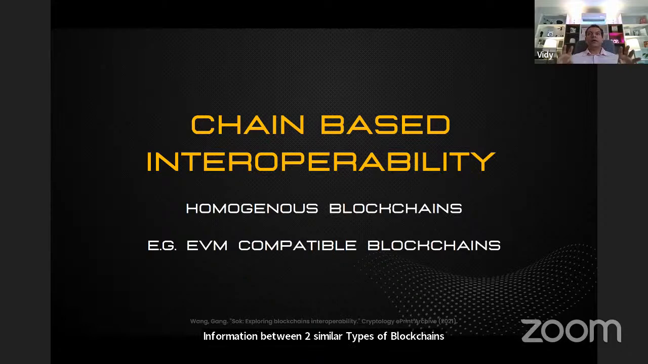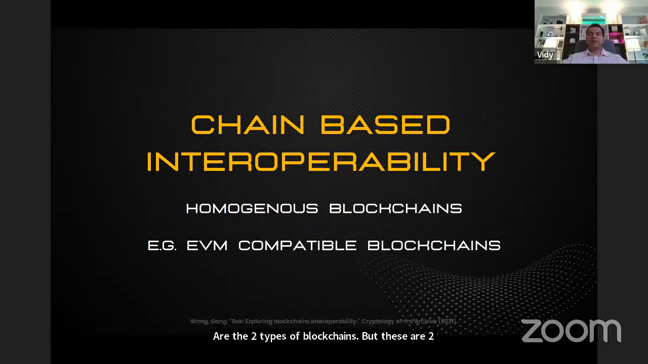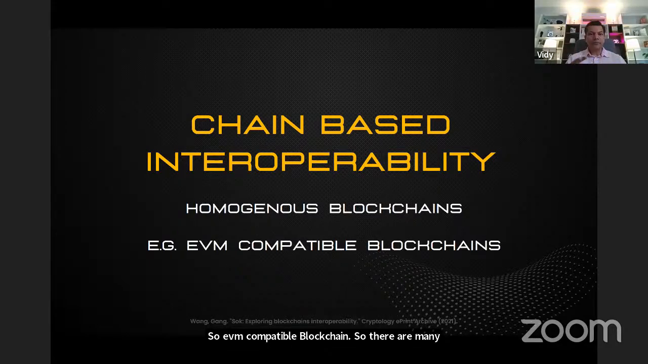Those are two blockchains, but they are managed by two different companies, right? They want to communicate with each other. That's why we call it a homogeneous blockchain. The types of blockchains are similar. Here, EVM means Ethereum Virtual Machine, so EVM-compatible blockchains. There are many different types of chains which are EVM compatible. So chain-based interoperability focuses on providing that form of interoperable connection.